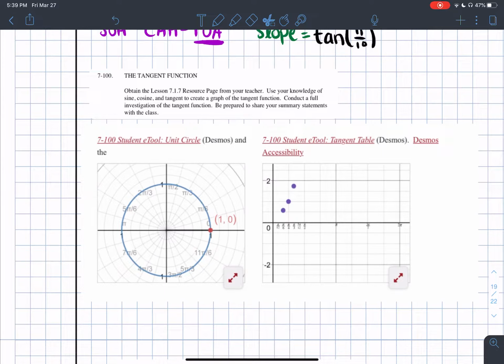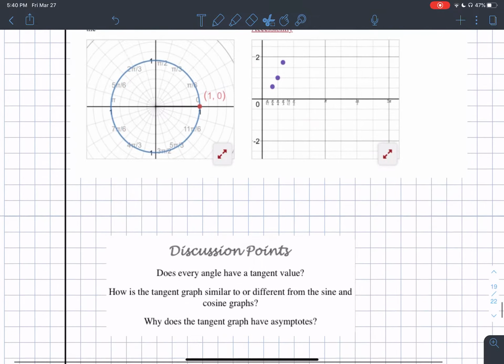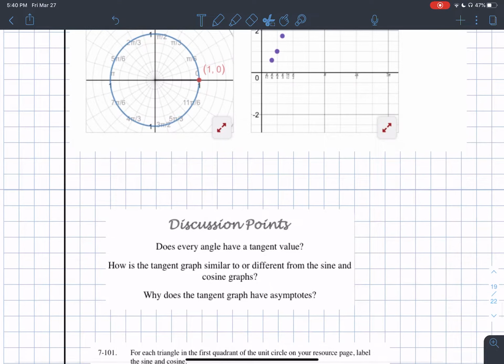I know that you don't have the resource page, so instead, we're going to use these two e-tools, 7-100 Student e-tool Unit Circle and 7-100 Student e-tool Tangent Table, and use those to figure out these questions. Does every angle have a tangent value? How is the tangent graph similar to or different from the sine and cosine graphs? And why does the tangent graph have asymptotes?